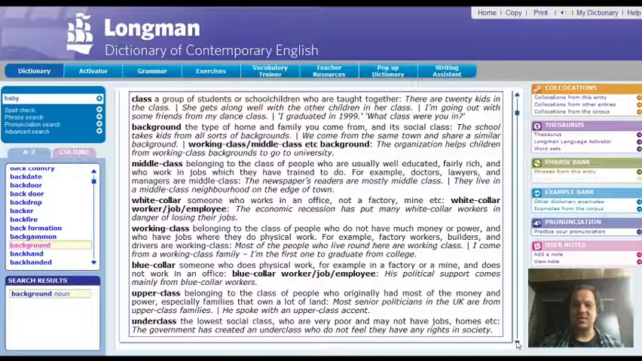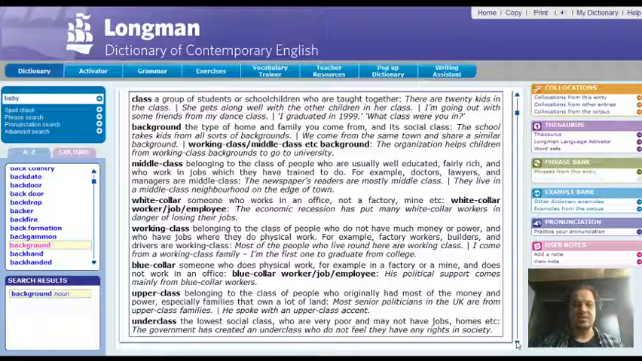The organization helps children from working class backgrounds to go to university. Middle class: belonging to the class of people who are usually well educated, fairly rich, and who work in jobs which they have trained to do. For example, doctors, lawyers, and managers are middle class. The newspaper's readers are mostly middle class. They live in a middle class neighborhood on the edge of town.